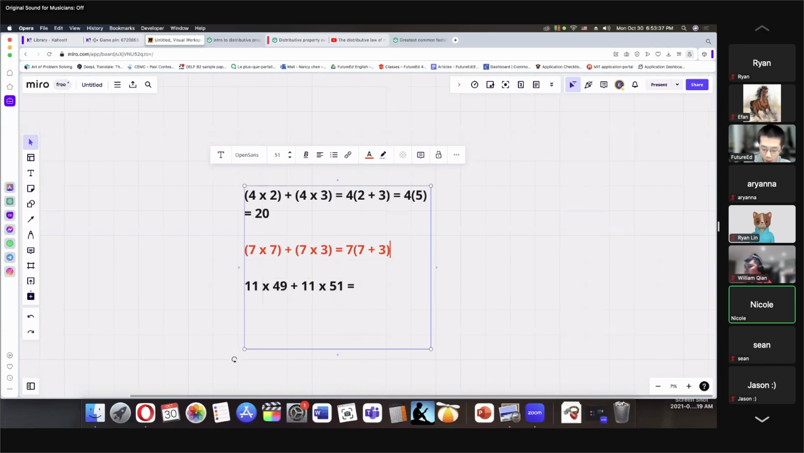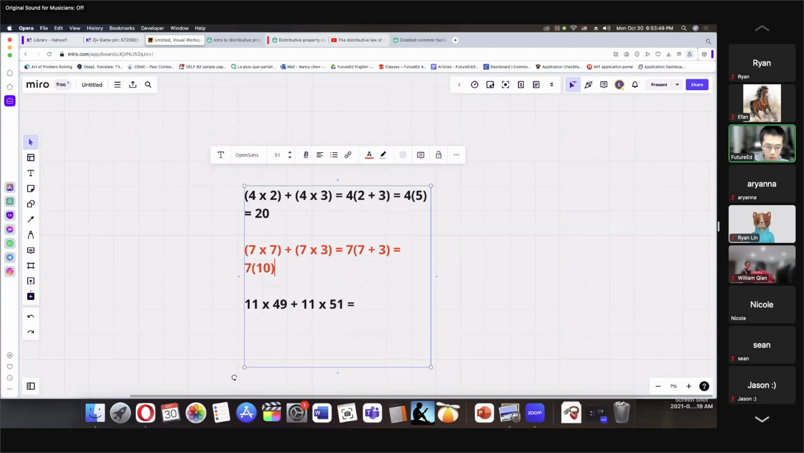7 plus 3. Okay, how would you simplify this? So what is 7 plus 3? Nicole? 10. So we have 7 times 10, which is 70. See how easy this was? If you tried calculating 7 times 7 plus 7 times 3, you get 49 and 21, and you might make a mistake while carrying them, right? You might get like a 60 or an 80, but if you factor out the 7 and then add the 7 plus 3, the final answer will indeed be 70.